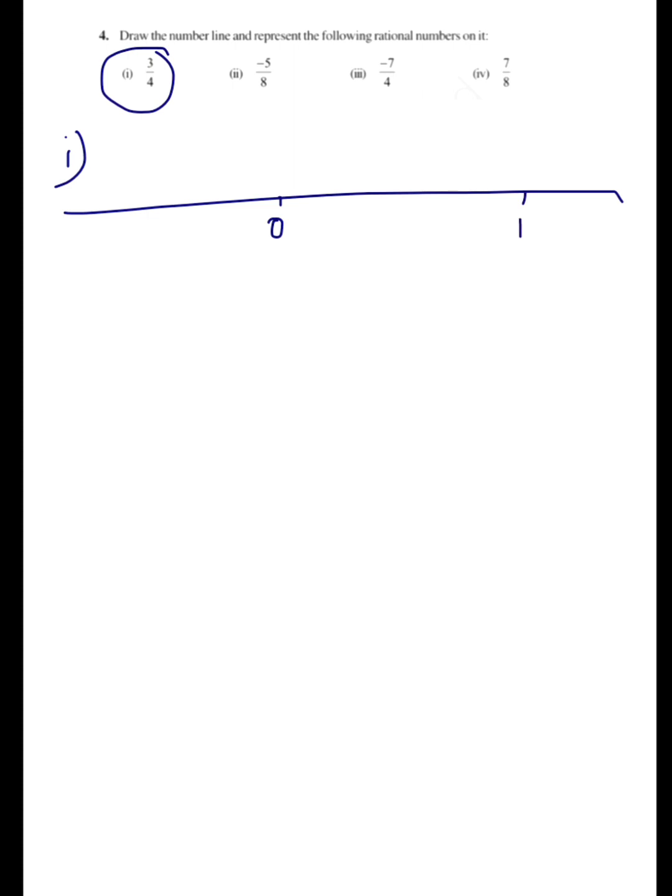Now, our question is 3 by 4. That means how many divisions do you have to make? 4 divisions you have to make. Since it is 3 by 4, 4 is the denominator, so you have to make 4 divisions. When you put 3 markings, then you will get 4 divisions. 1, 2, 3, 4. 4 divisions.